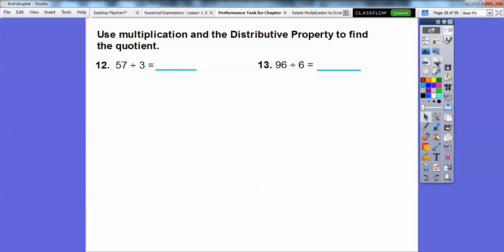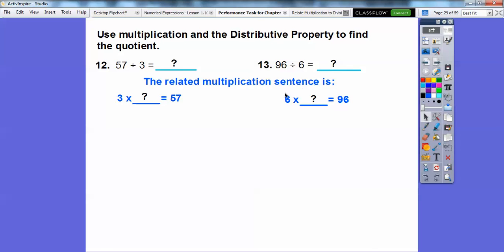Okay, so 57 divided by 3, and then over here is 9. Oh, that's right, I did these kind of side by side. 96 divided by 6. Okay, so our related multiplication sentence is 3 times what number is going to get us 57, and this one is 6 times what number gets us 96 right there, okay? So then we can break down the 57 into numbers that are good multiples of 3. See, 57 is the same as 30 plus 27, and this is 3 times 10, this is 3 times 9. Over here, 96 is the same as 60 plus 36, and those are good multiples of 6 also, okay?